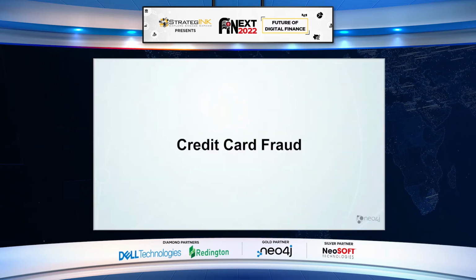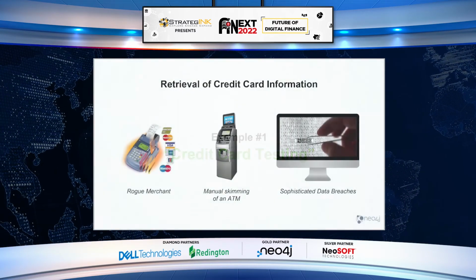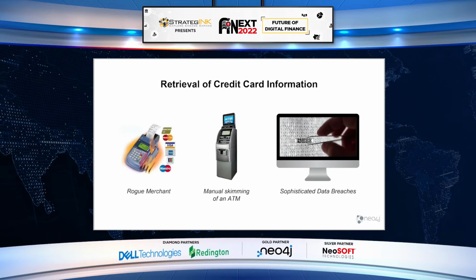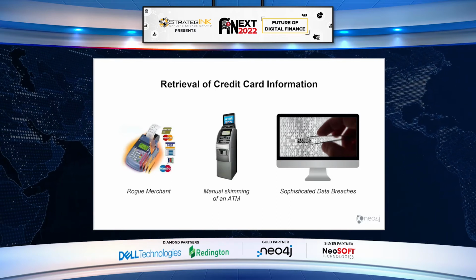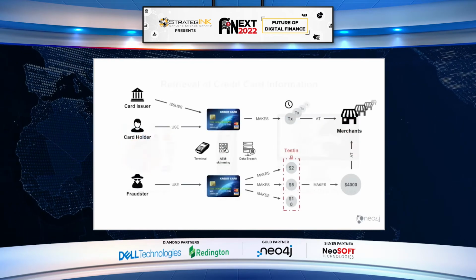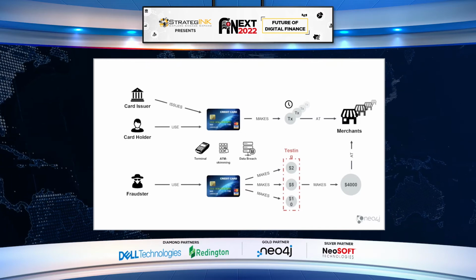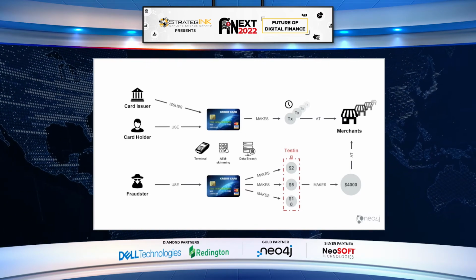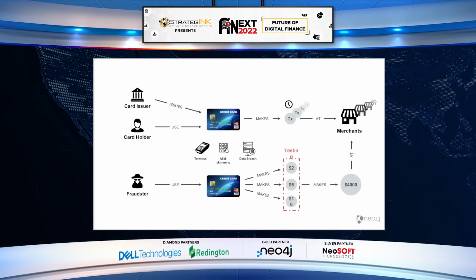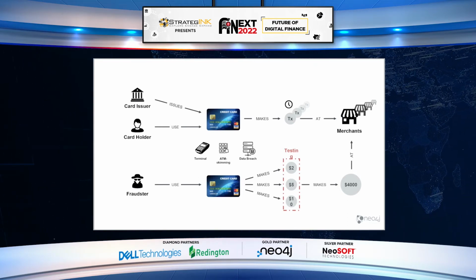Credit card fraud. A very popular fraud method on credit card is testing. And this usually happens either from a rogue merchant, if you've manually skimmed an ATM card, or if you have done a data breach online. This is where the fraudster makes multiple small value transactions before making a big transaction. Combining all the small transactions on a graph system, it allows us to prevent the big transaction down the road.